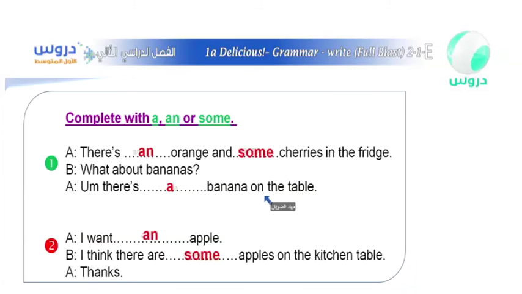Okay, so let's see them over here. There is an orange. Why is that? Because it's just one. And some cherries. That's a group, guys. Many cherries. Not just one. What about the bananas? Only one banana on the table. So I'm going to say a banana on the table. What about the second over here? I want an apple, because it's just one. What about this? I think there are apples on the kitchen table. Apples indicates that it's a group, not just one. It's a group of four apples. So we use the word some with it.